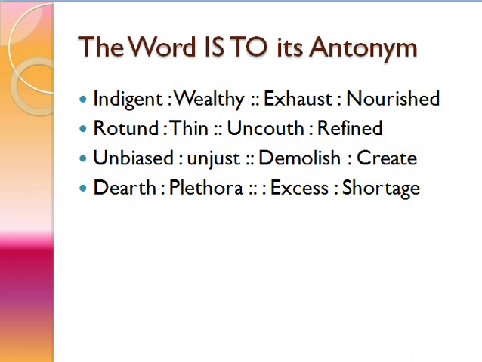The word is to its antonym. Indigent is to wealthy as exhaust is to nourished. Rotten is to thin as uncouth is to refined. Unbiased is to unjust as demolish is to create. Dearth is to plethora as excess is to shortage. Dearth and plethora are antonyms. Dearth means shortage and plethora means abundant.